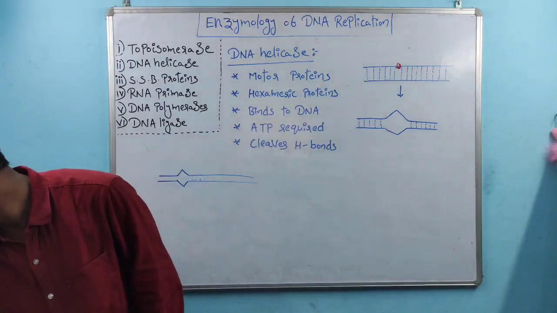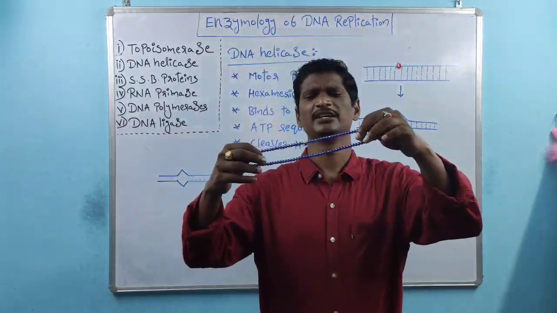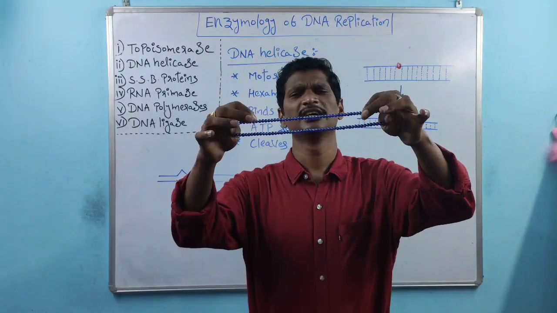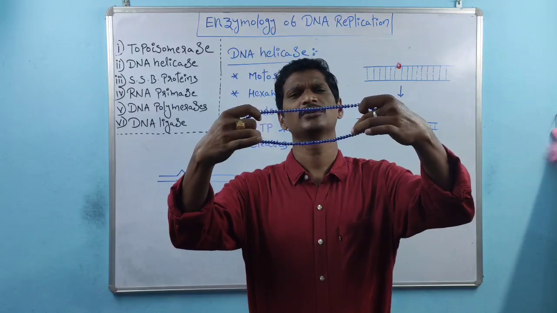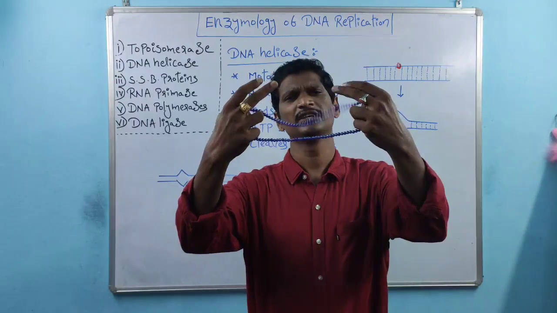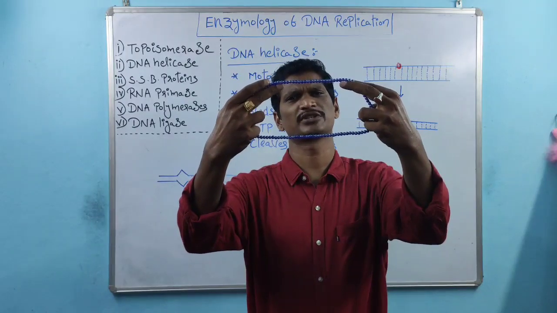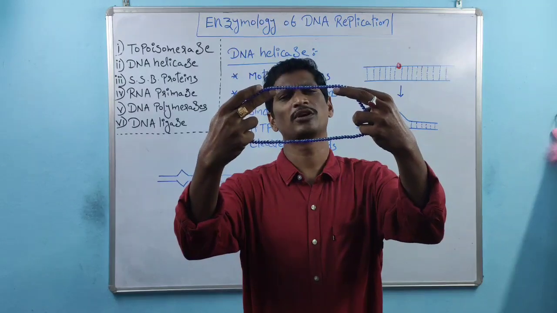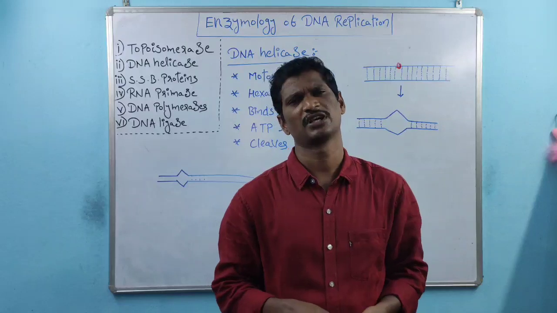Simple. This is the double helical DNA, right? That double helical DNA contains hydrogen bonds, and these hydrogen bonds are cleaved by the DNA helicase enzyme. Then an open bubble formation takes place. Once the open bubble forms, the DNA polymerase enzymes bind and are involved in the DNA synthesis process.